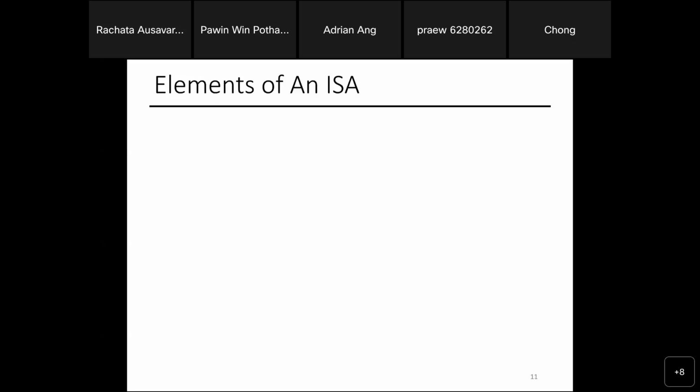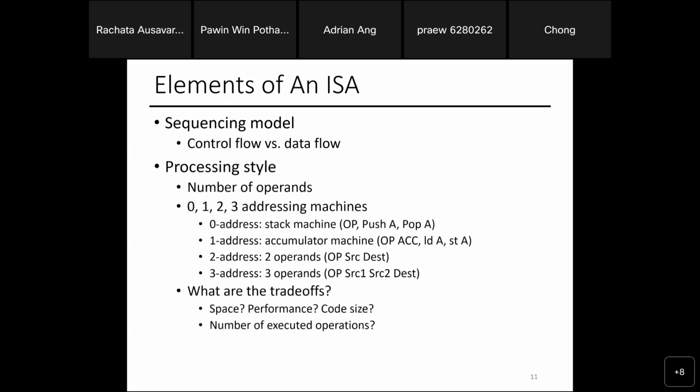Now, elements of the ISA. We talked about control flow and data flow computers already, von Neumann and data flow from last week. Now, do you want to support the sequencing model? When you run the application, do you go control flow or data flow? Or are you doing control flow but fake data flow inside the microarchitecture, like the Intel and AMD chips? Processing style includes things like the number of operands.